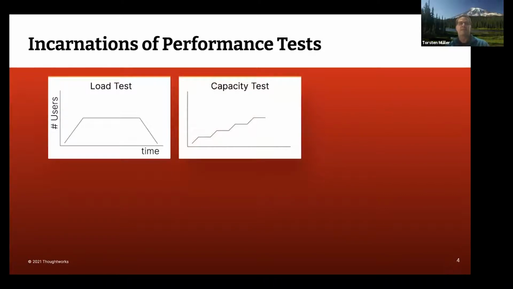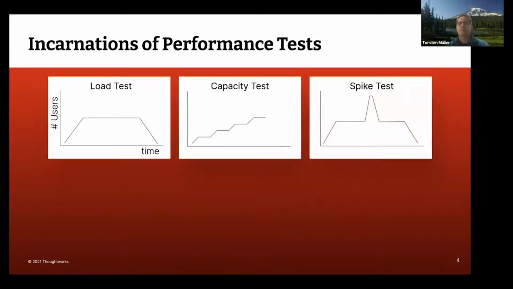The capacity test goes up, keeps it there for a little bit to see how the system shakes out, increases to the next level, until we've said, okay, this is all that we want to test.